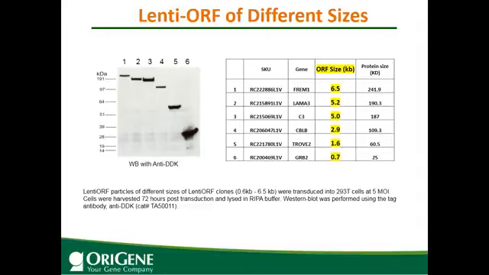So this shows the Lenti-ORF expression of different sizes. From lane 1 to 6, you will see the ORF size ranging from 6.5 kb to 0.7 kb. And this is a Western blot with anti-DDK antibody. We see very nice expression for all the different sizes.